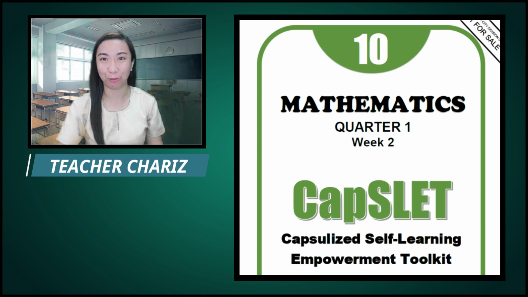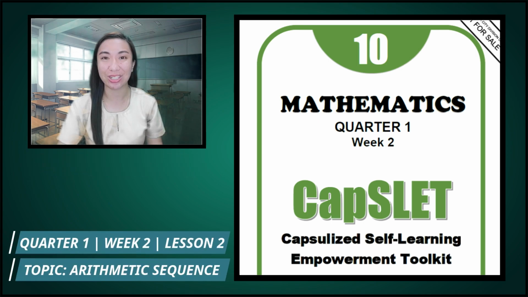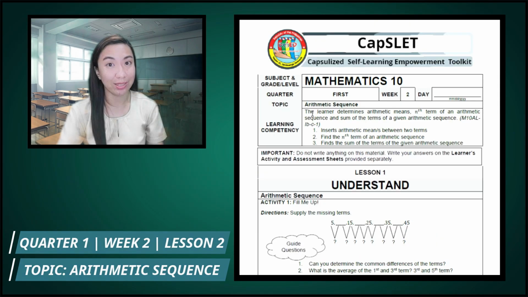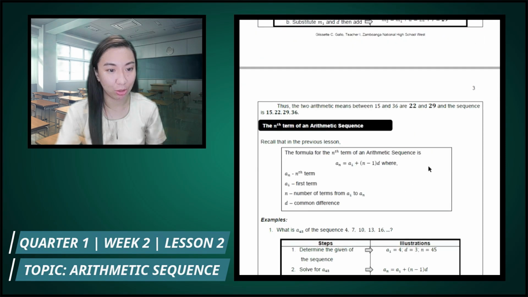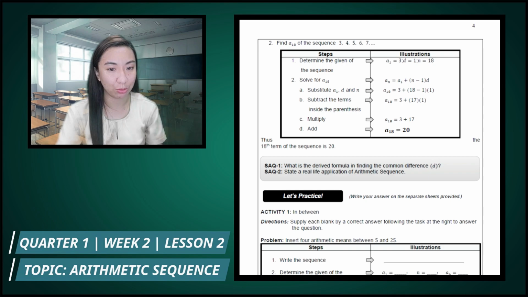Students, we are back, and for today we will be learning about quarter 1, week 2, lesson number 2. We will be discussing objective number 3, which is: finds the sum of the terms of the given arithmetic sequence.